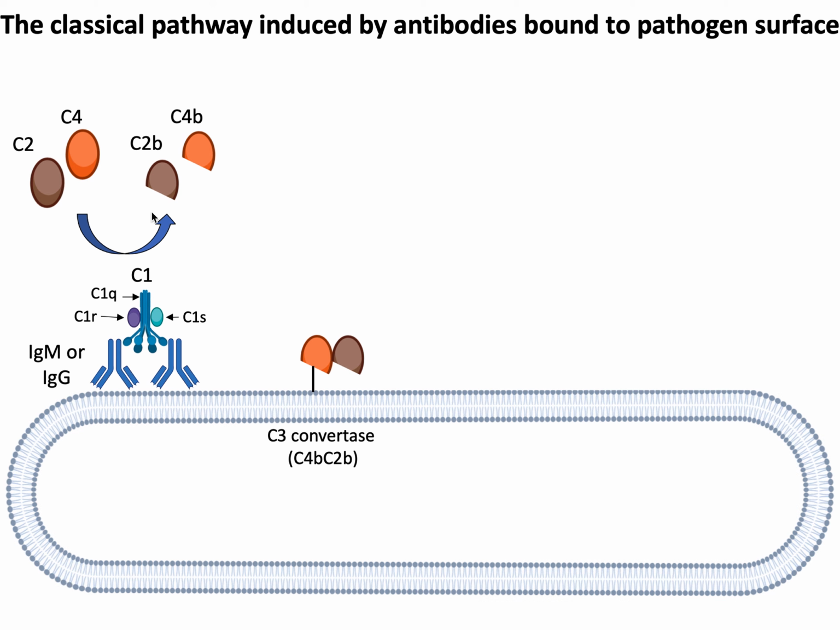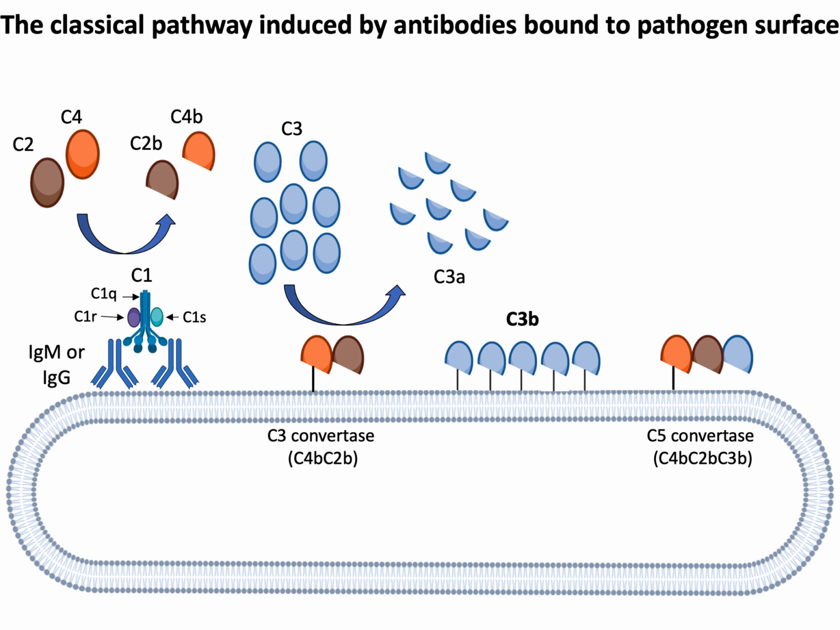However, despite the fact that these components are different, they still lead to the formation of a C3 convertase on the surface of bacterial membranes. And this C3 convertase does the exact same thing that it does in the alternative pathway. It cleaves C3 into C3a and C3b and leads to the formation of the C5 convertase. Once this happens, everything about the classical pathway is exactly the same as the alternative pathway. It leads to the formation of a membrane attack complex and the lysis of bacteria.